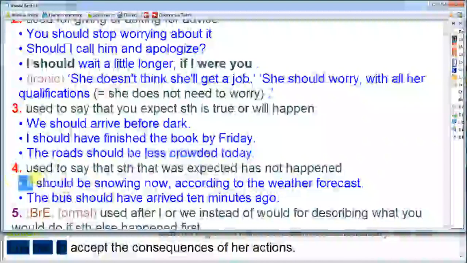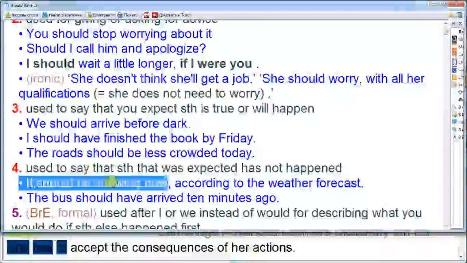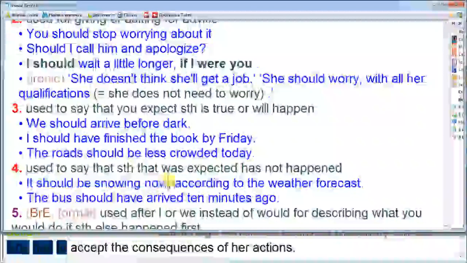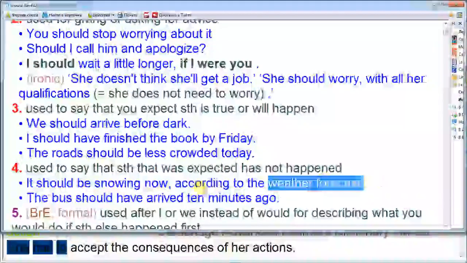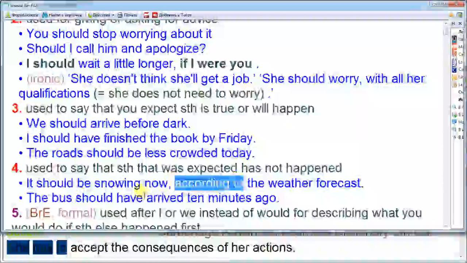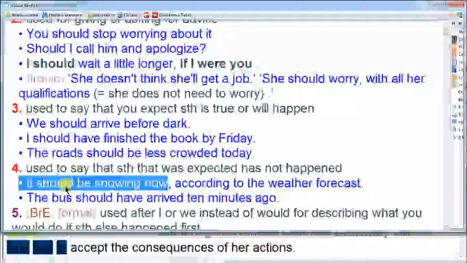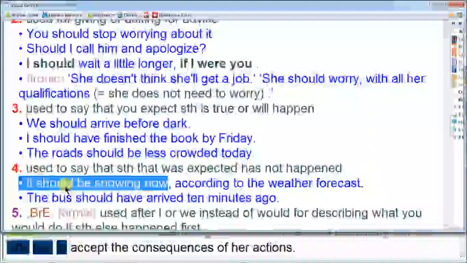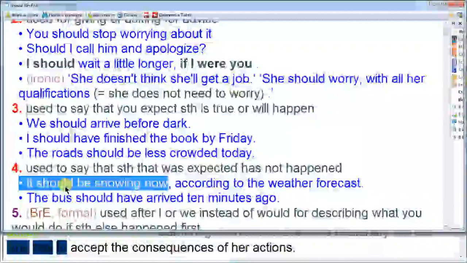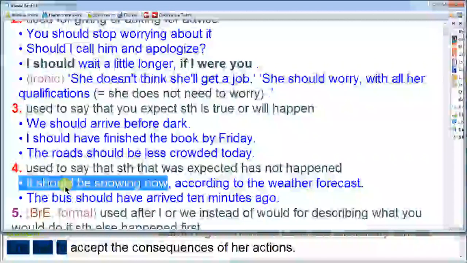Yoki mana to'rtinchi saytdagi xatoni to'g'rilaganda. It should be snowing now. Hozir qor yog'ayotgan bo'lish kerak edi. Ob-havo ma'lumotiga according to, ob-havo ma'lumotiga ko'ra hozir qor yog'ayotgan edi. Qor yog'ayotgan bo'lish kerak edi. Chunki biz xatosini to'g'rilayapmizmi? Xato qilishibdi.